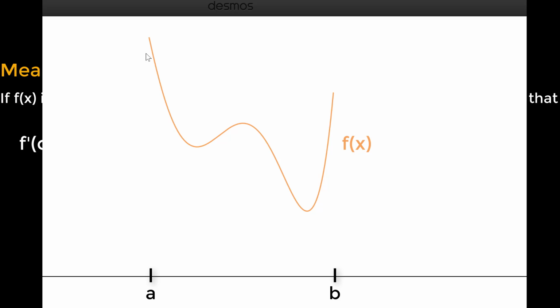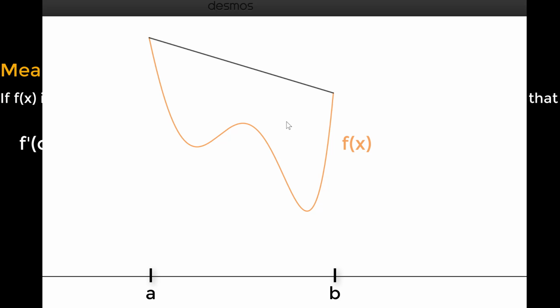So looking at this function, it's clearly differentiable. It's a smooth curve. We're all good. Let's see what happens if we connect a to b, because that would essentially show us the secant line from a to b. If we take the slope between a and b, this line would represent that slope.